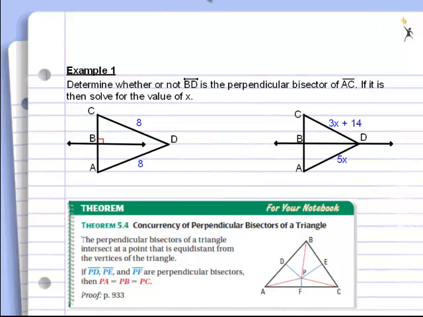In example 1, we're told to determine whether BD, in fact, let's highlight BD just so everybody's on the same page, is the perpendicular bisector of AC. If it is, solve for X. The first thing I see in this problem over here is that this distance and this distance are the same. 8 and 8 are congruent. Well, if these two distances are the same, then D has to be on the perpendicular bisector. And the reason for that is this.